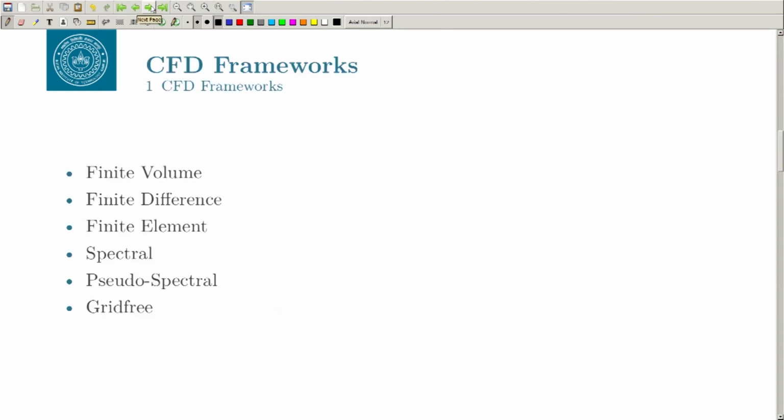Most of the commercial tools that you see in CFD are based on finite volume. And most of the research tools that you see, which are used for, let us say, LES or DNS kind of studies, you would see that many of them are in finite difference. These are the two most popular frameworks in engineering CFD, and it is very important to understand the difference between the two.